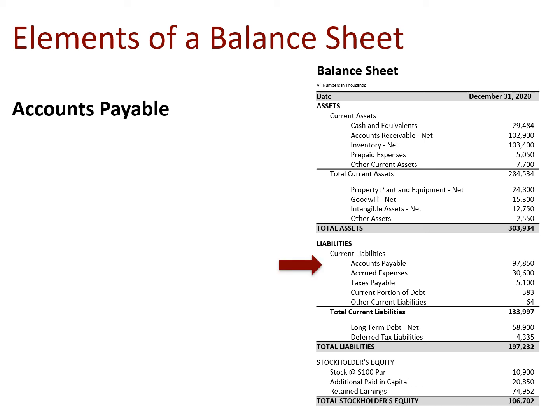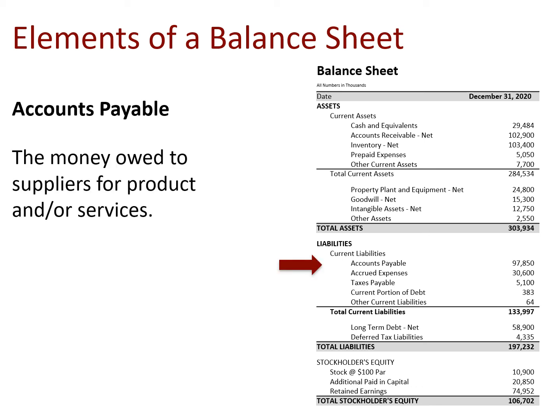Accounts payable. Accounts payable is the money owed to suppliers for products and or services.